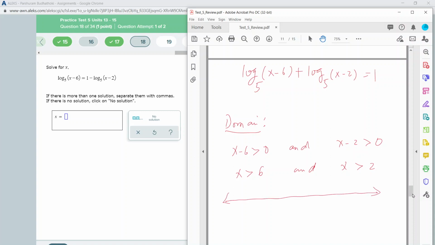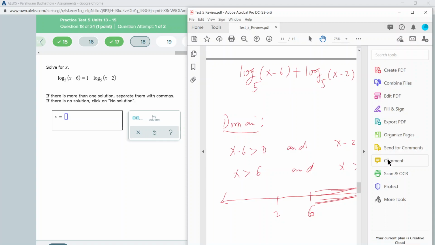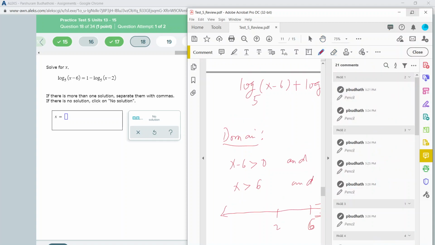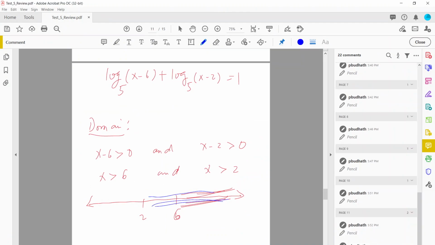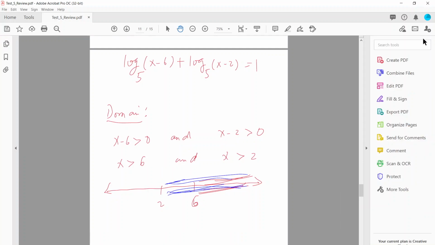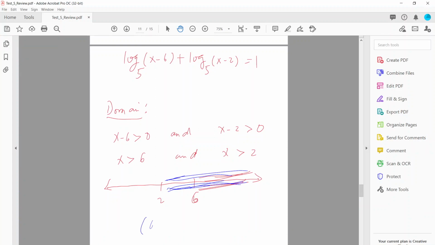If I plot the graph here, there is a 2, there is a 6. Greater than 6 starts from here, greater than 2 starts from here. So the intersection means wherever you see blue and red shading part. So the domain for this problem is, the blue and red both is this one. So the domain for this problem is 6 to infinity. That's the end. So if you find your answer something from here, then you can accept, otherwise no.